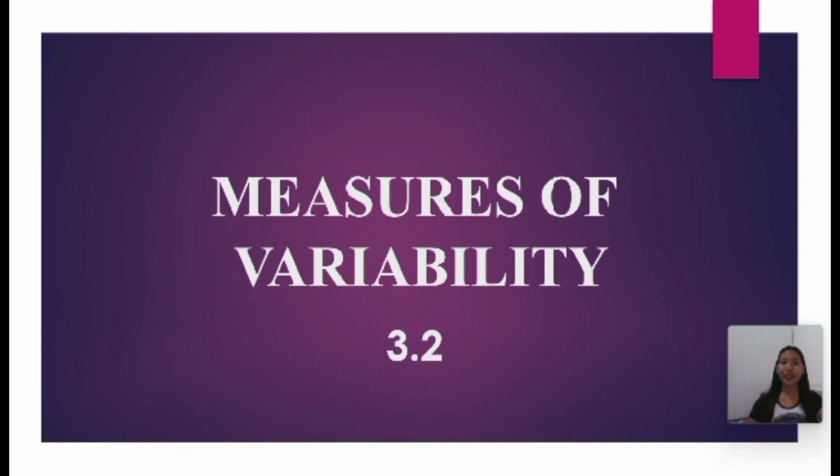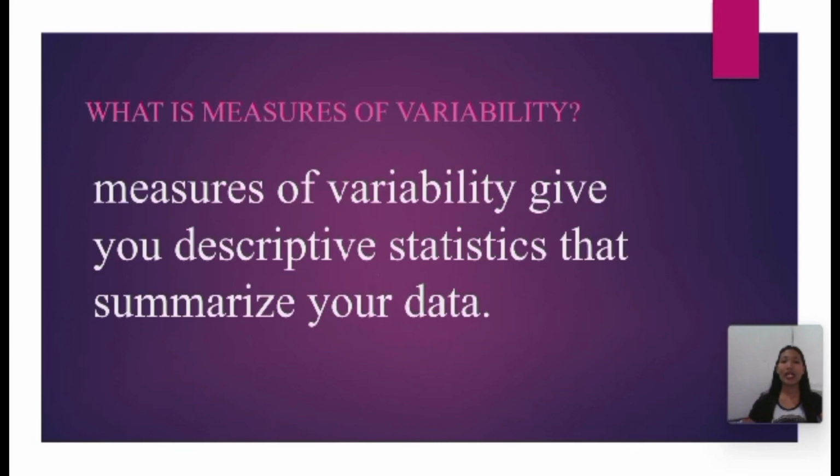Good afternoon, everyone. This is the continuation of chapter 10. Measures of variability like standard deviation describe how spread out a set of scores is. A higher variability indicates scores are more spread out, while a lower variability means scores are clustered closer together.